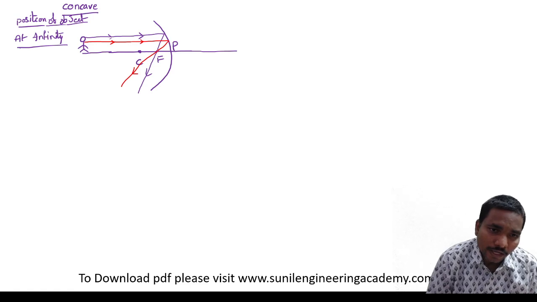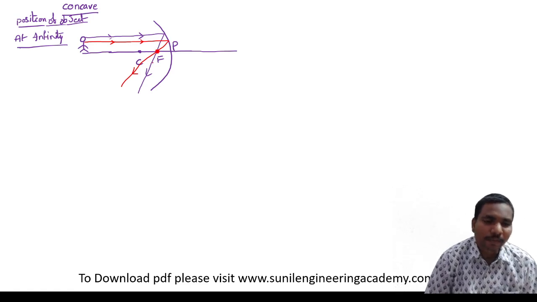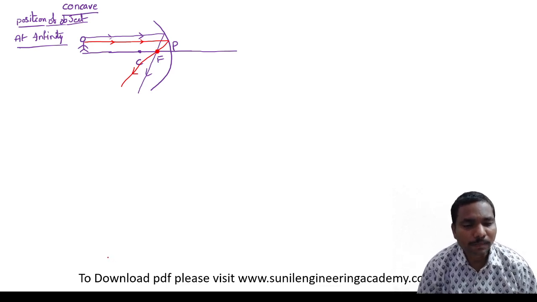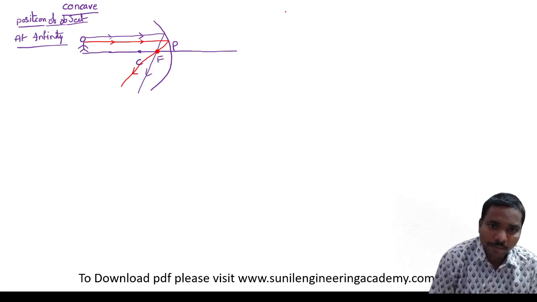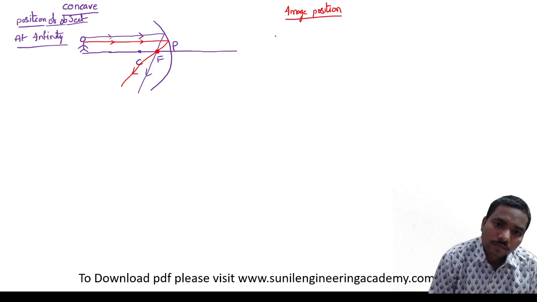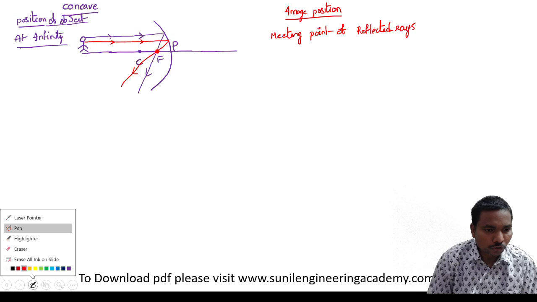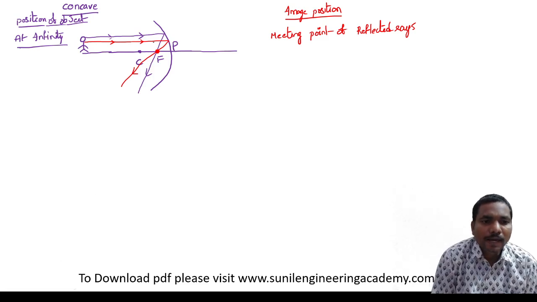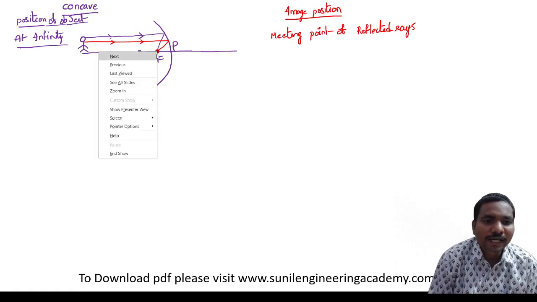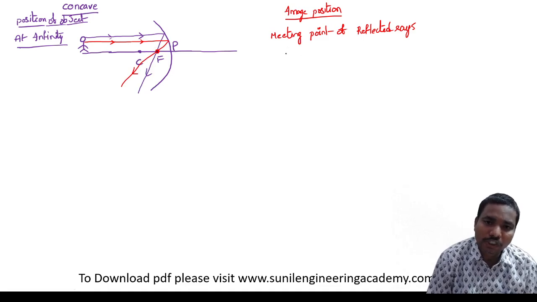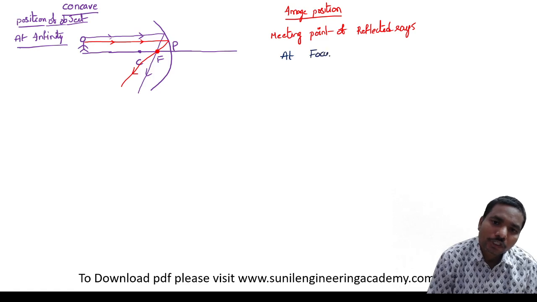So wherever the reflected rays meet is nothing but the image position. Image position is nothing but the meeting point of reflected rays. If you send the light parallel to the principal axis, after reflection it will go through the focus, so two reflected rays meet at the focus. So the meeting point, or image position, is at the focus.